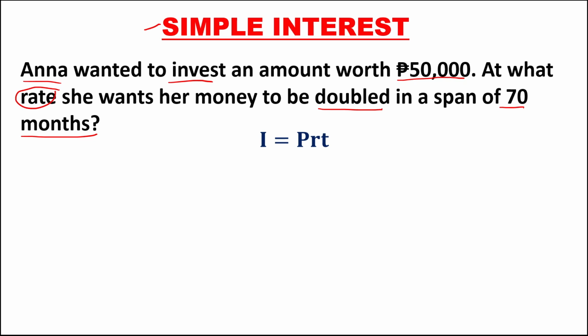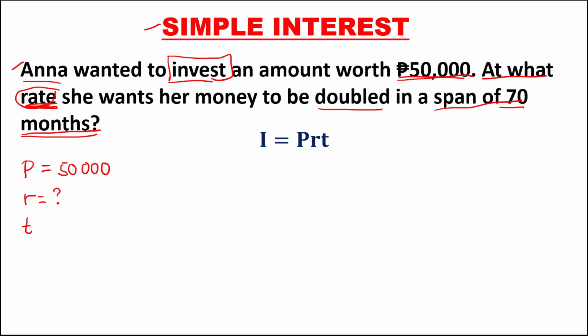Then we need to list all the givens from this problem. For the principal, this is the amount invested by Anna, and that's 50,000 pesos. For the rate, since we're looking for the rate, the rate is the unknown. And for the time, we have a span of 70 months.